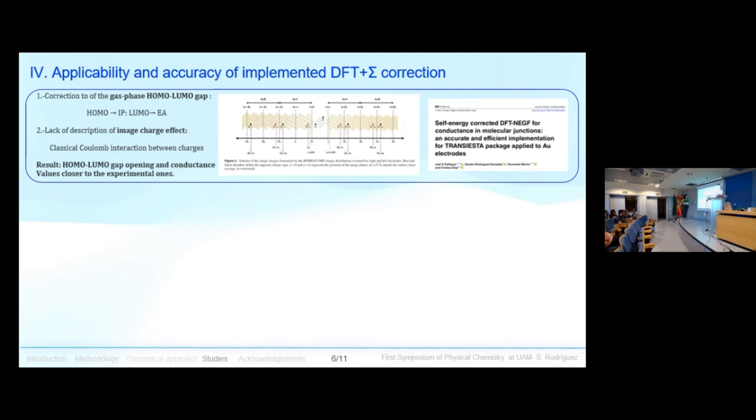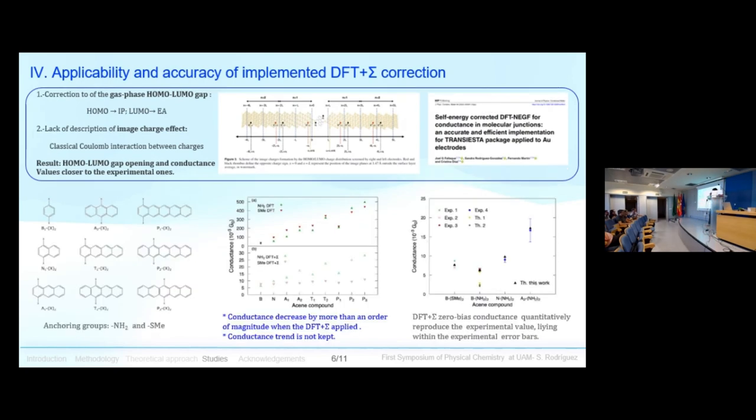So this part of the correction decreases the gap, and totally the effect of both is going to open the initial gap. So with this implementation, we wanted to test it, and for this reason, we applied it to a group, a series of acene derivatives from benzene to pentacene, using two different anchoring groups positioned in the same ring in all the cases.